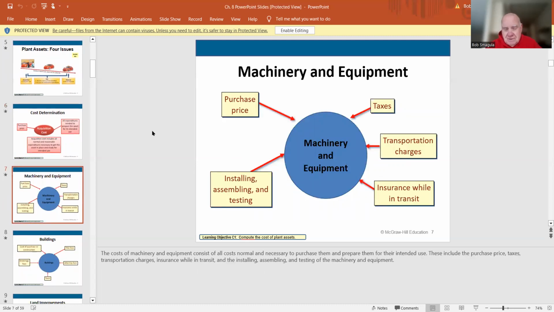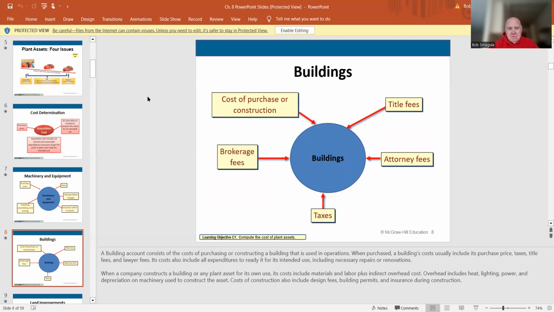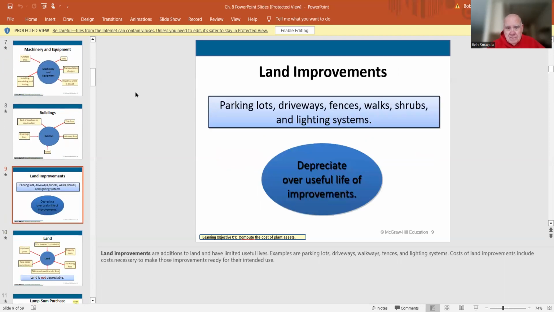And you have machinery and equipment, and they're giving you some examples here. You buy it, you have to pay to install it, insure it, move it across the country, taxes. At that point, all of that becomes part of the acquisition cost that we'll be able to depreciate. Buildings, you buy a building, well, there's going to be all kinds of legal fees. Real estate agents come into play, brokerage fees, taxes. Lawyers always get their share of the pie, title fees. All of that stuff becomes part of the acquisition cost of the building.